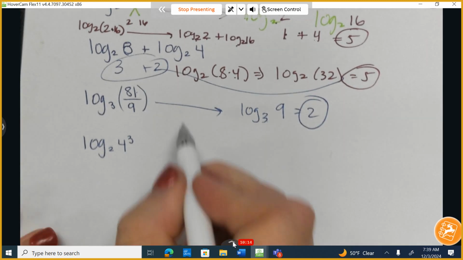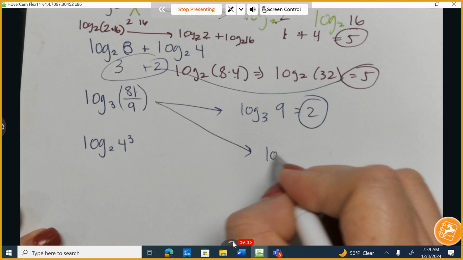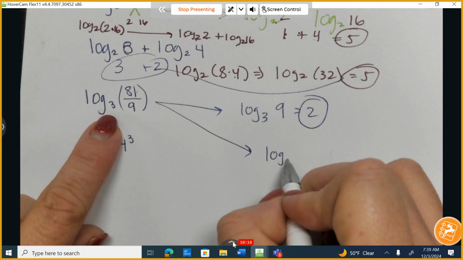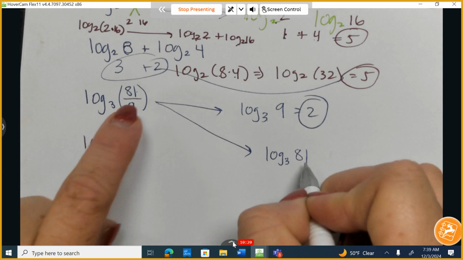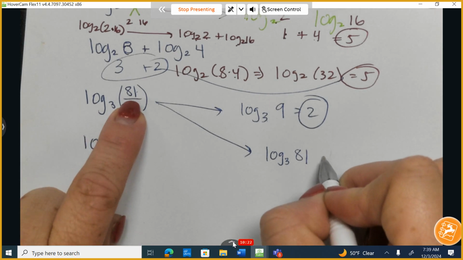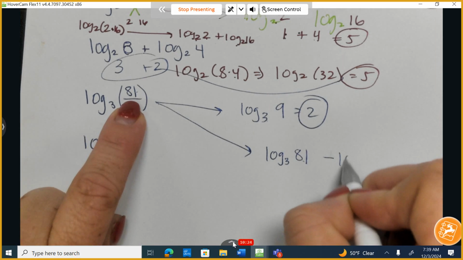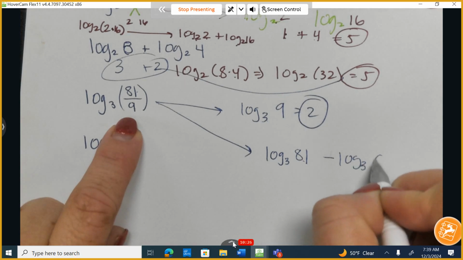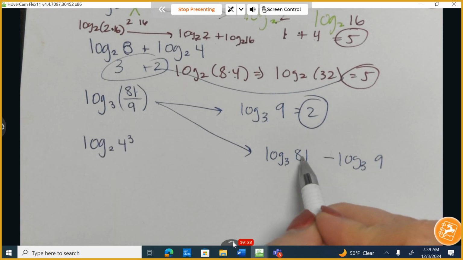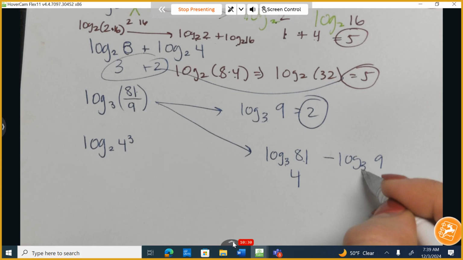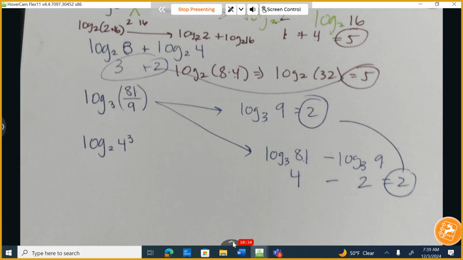Now, is there a second way we could do this? Sure there is. I could take this and expand this. So log base 3 of 81, remember division when we expand it turns into subtraction with the numerator going first, and log base 3 of 9. So 3 to what power is 81? 4. 3 to what power is 9? 2. And when I subtract, I still end up with 2. They are equivalent.